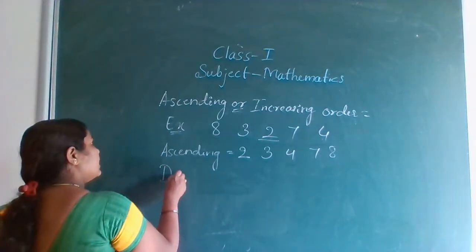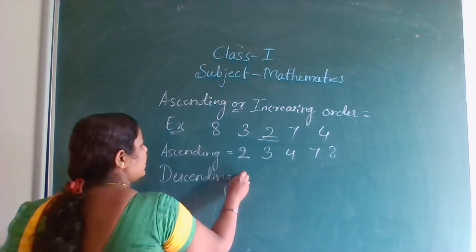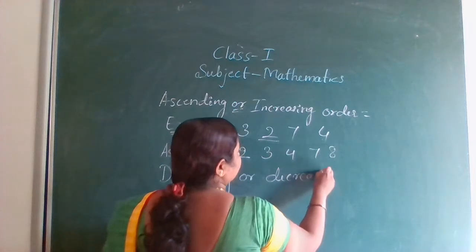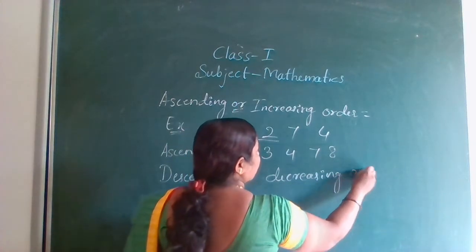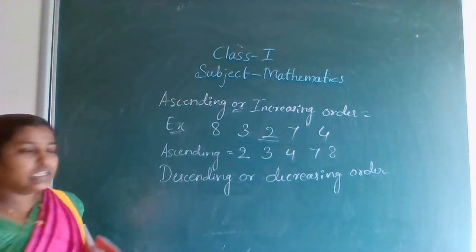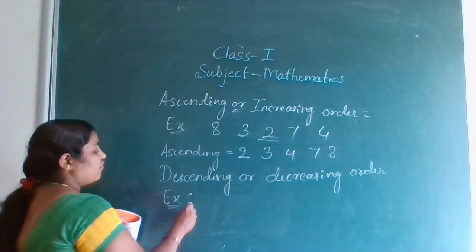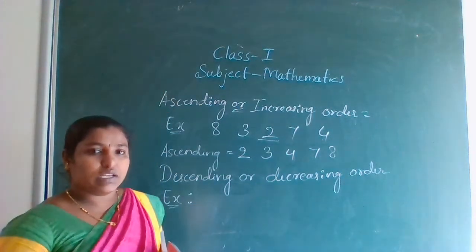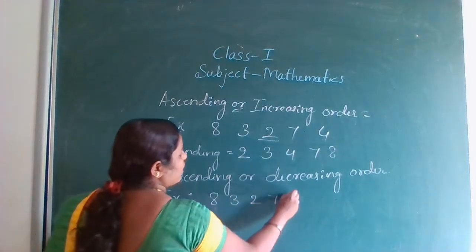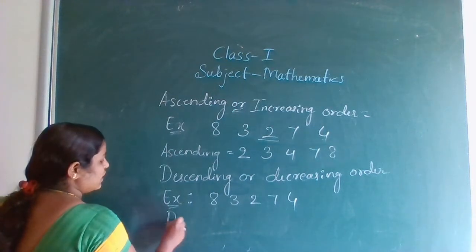Then what is descending? Descending or decreasing order. Okay? Descending or decreasing in the sense the numbers from the biggest to smallest. Same example I will take: 8, 3, 2, 7 and 4. So biggest to smallest means descending.